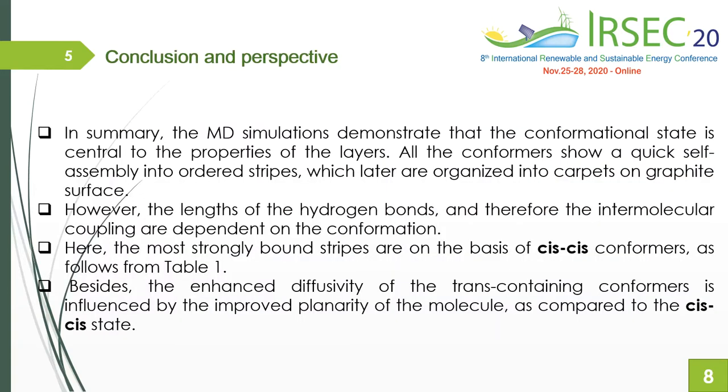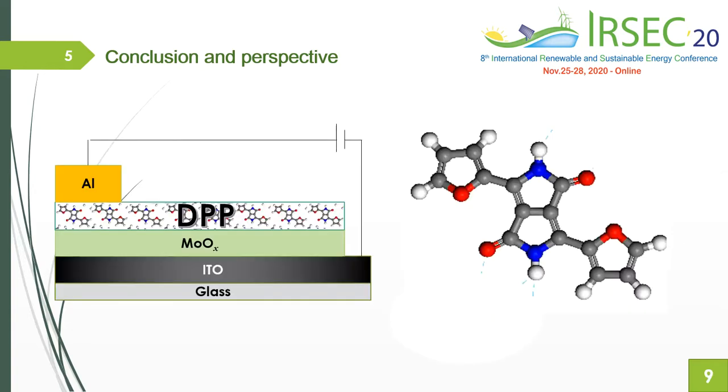So, in summary, the molecular dynamic simulation demonstrates that the conformational state is essential to the properties of the layers. All the conformers show a quick self-assembly. However, the length of the hydrogen bond and therefore the intermolecular coupling are dependent on the conformation. Here, the most strongly bound stripes are those based on cis-cis.